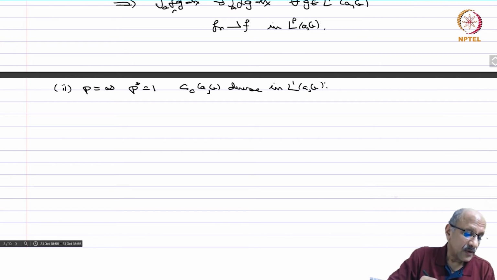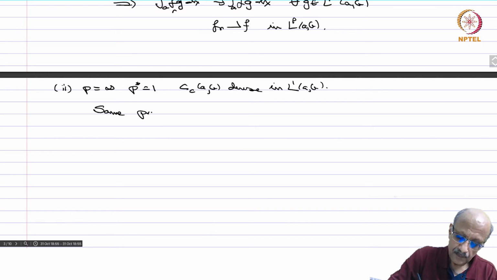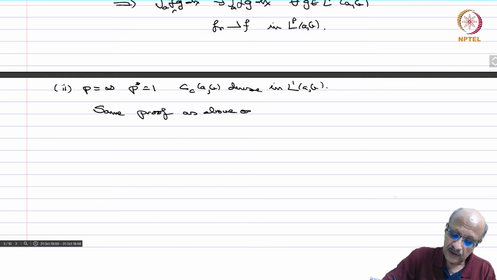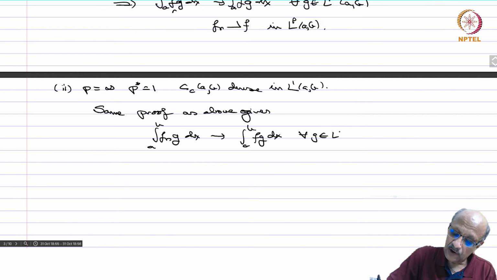Okay, so same proof as above, and therefore this gives the integral of f_n phi g over (a,b) dx goes to the integral from a to b of f g dx for all g in L1(a,b).